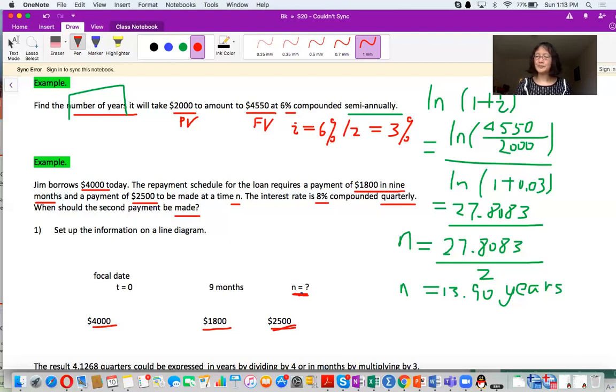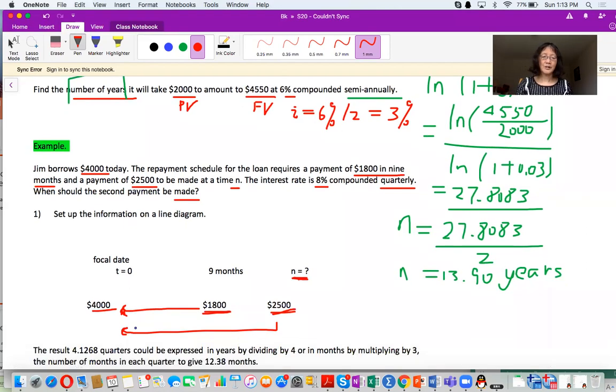So we need to convert this future value, 1,800, into the present value here, and then convert this amount also into here. 2,500 is the future value. What is the present value? And what is the present value for $1,800? So that is our thought.